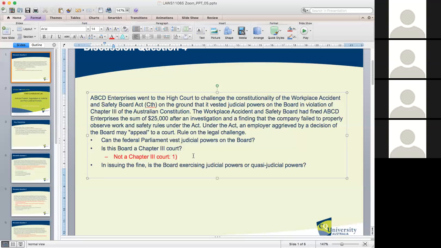Would it be because it's adjudicating on its own initiative? Okay, so that's where we go. You're saying that it is not a Chapter 3 court because it is adjudicating on its own initiative. What do we mean by that? Well, it's conducted the investigation. The board has developed the evidence, made a determination and then issued the subsequent fine.